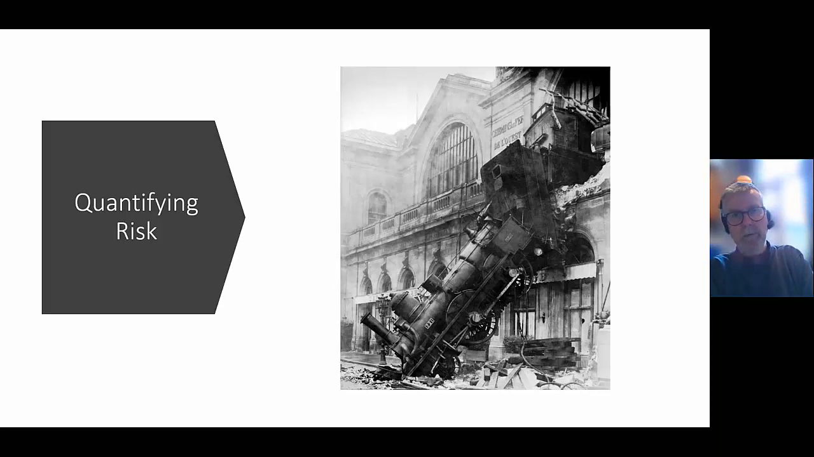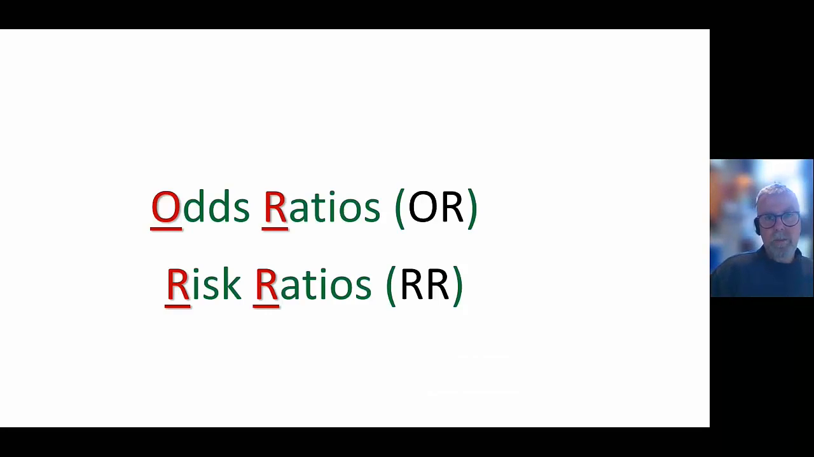And again, I'm picking out those that appear most common in the literature and therefore in systematic reviews. The first 2 measures I want to cover, and I do see these in lots of systematic reviews, are the odds ratio and the risk ratio. The risk ratio, by the way, is also known as the relative risk.